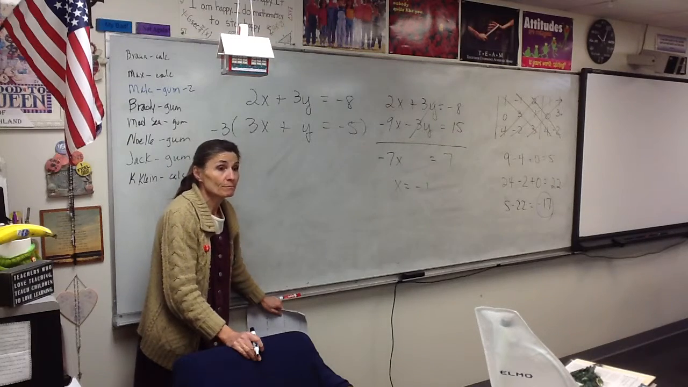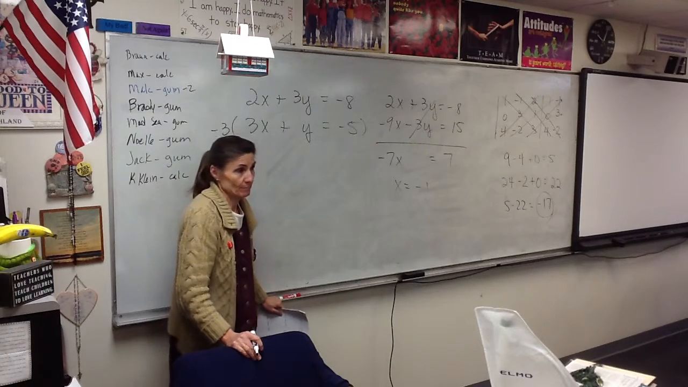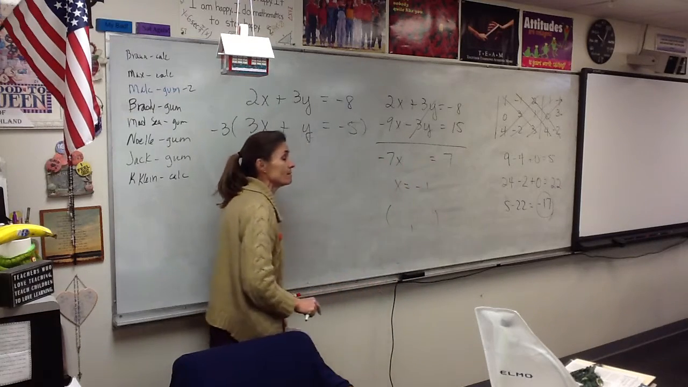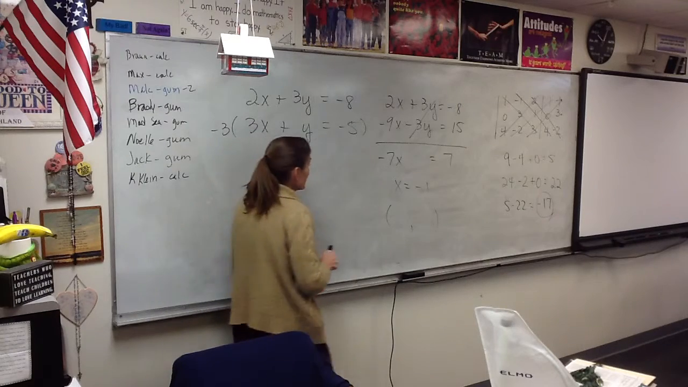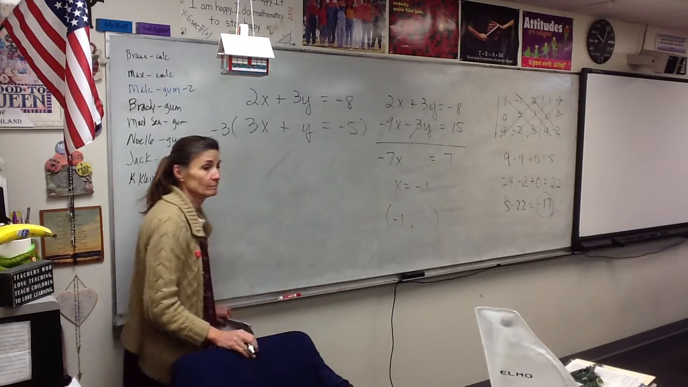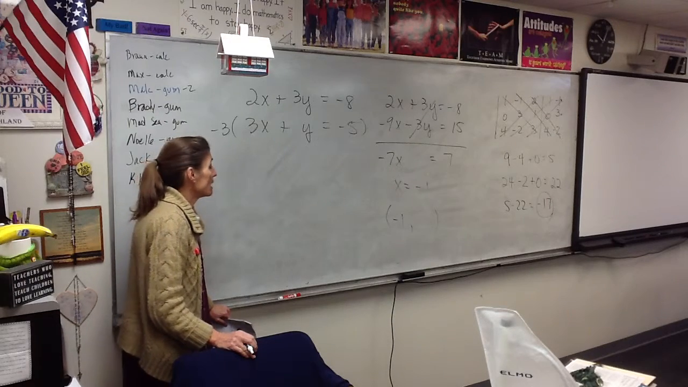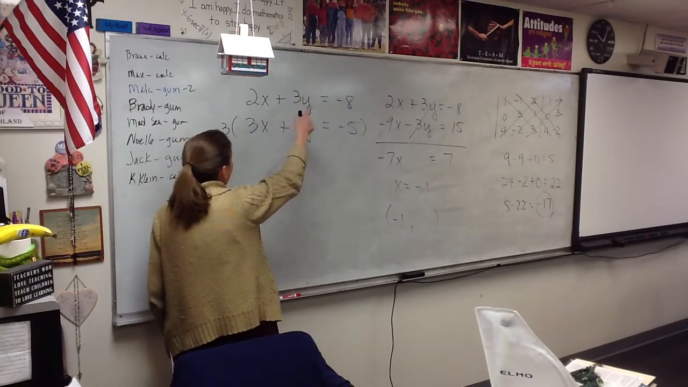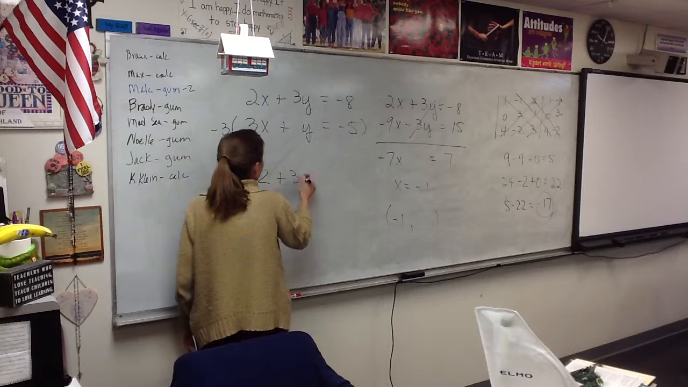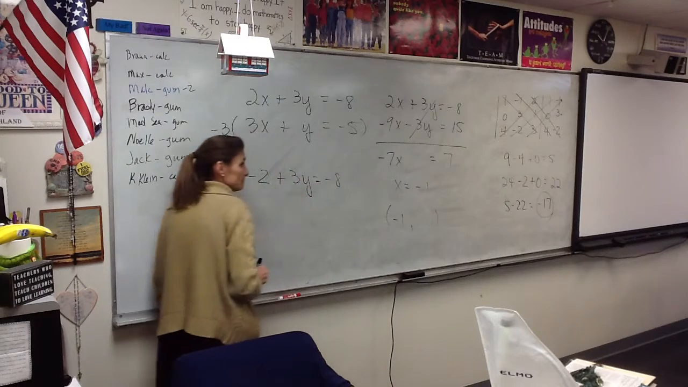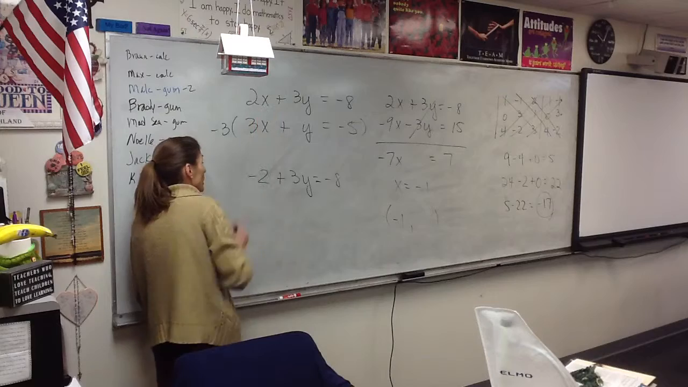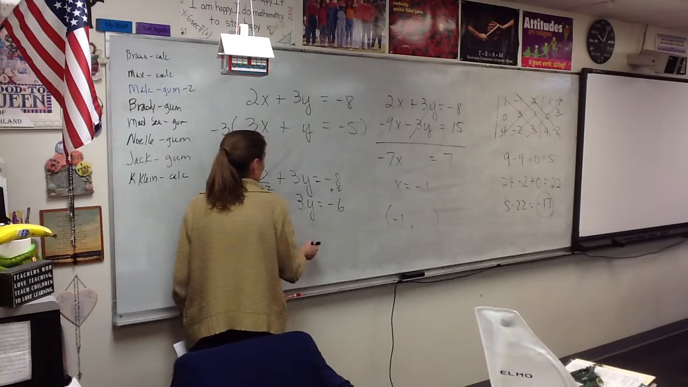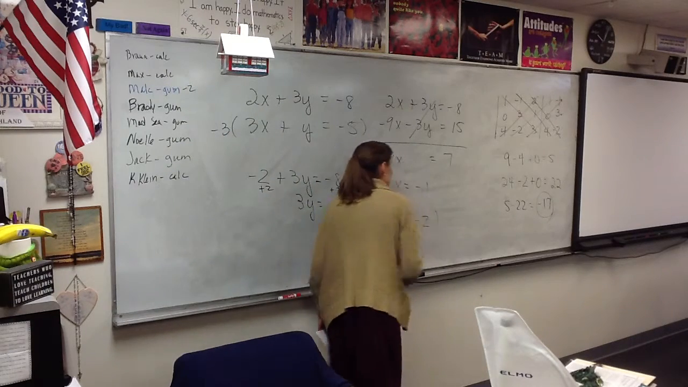Now, are we done? No, because if I'm wrong, we've got to find y. Remember, your answer to problems 1, 2, and 3 is an ordered pair. So we know x is -1. Now how do I find y? I can plug it in anywhere I want. If I just plug it in the top because it's sitting there, I'll have -2 plus 3y equals -8, because I put in -1. So 3y equals -6 because I'm adding 2. So y equals -2.